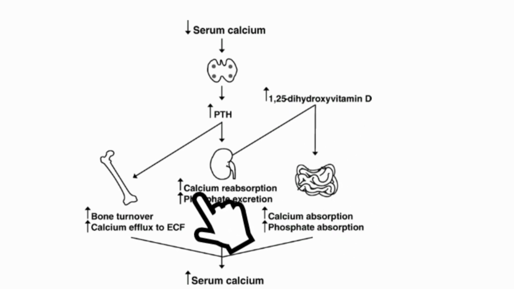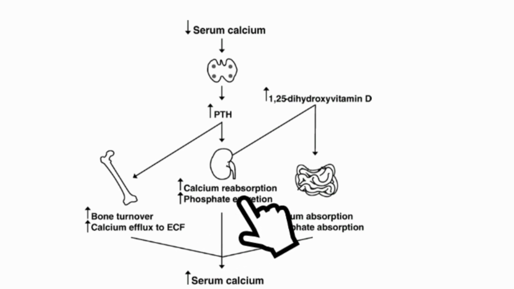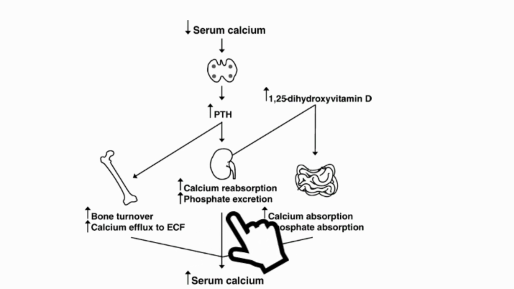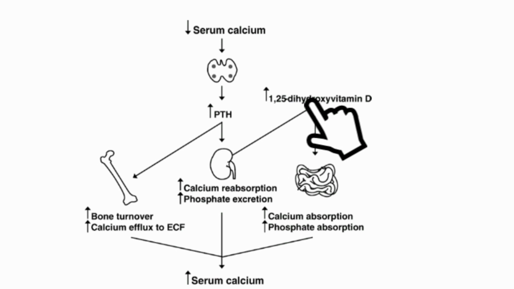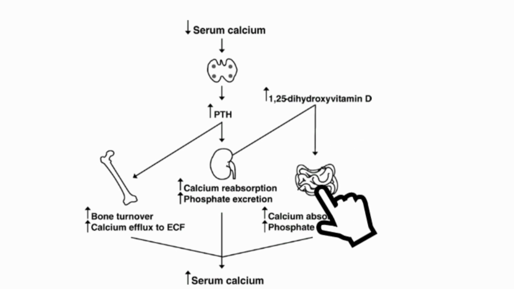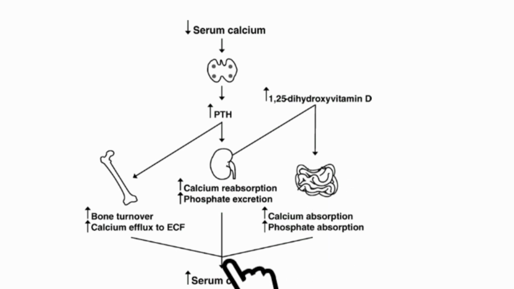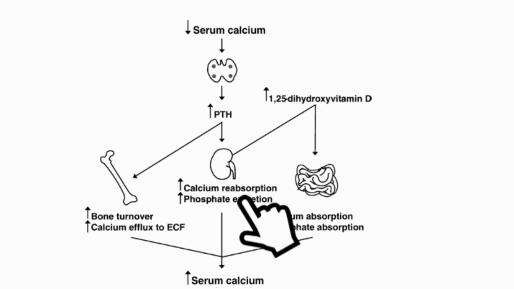Basically in kidney it does two things: causes calcium absorption, phosphate excretion, and also causes vitamin D activation. And this vitamin D activation then causes calcium absorption from the gut, which is the indirect action of parathyroid hormone on the intestine. And finally, all this calcium absorbed from the gut, from the kidneys, and released from the bones will in turn increase the calcium back to the normal level. So this is how parathyroid hormone performs the calcium homeostasis.